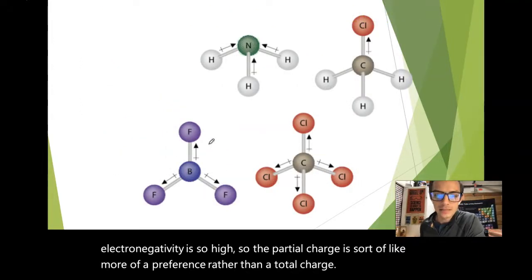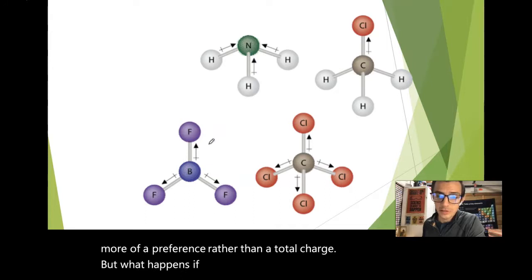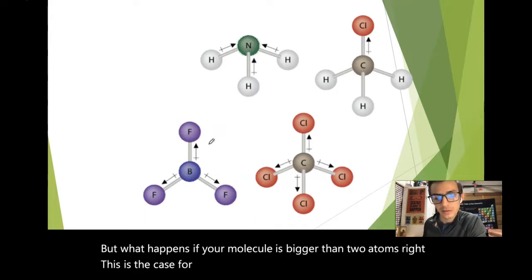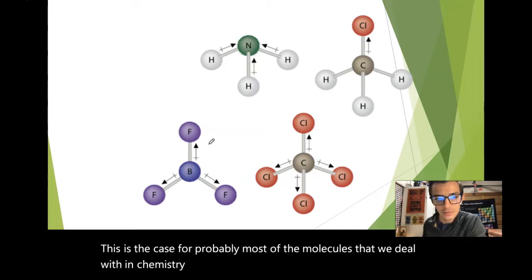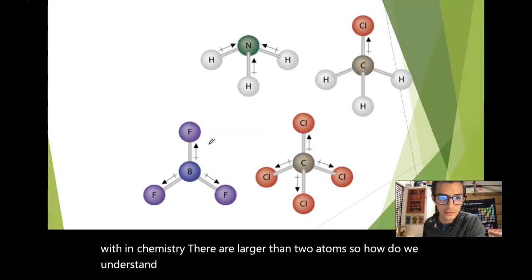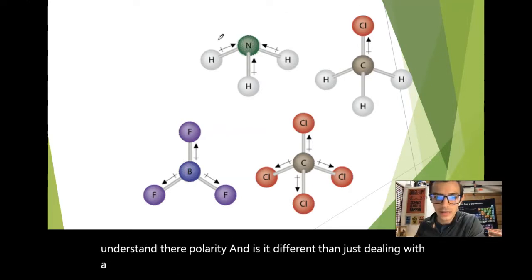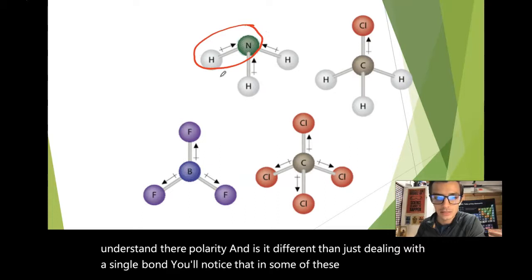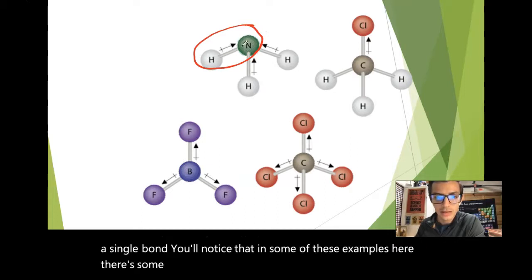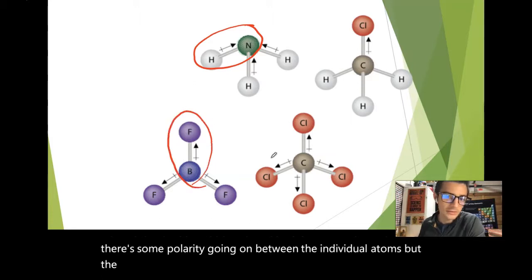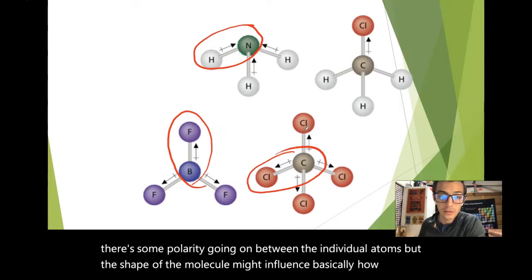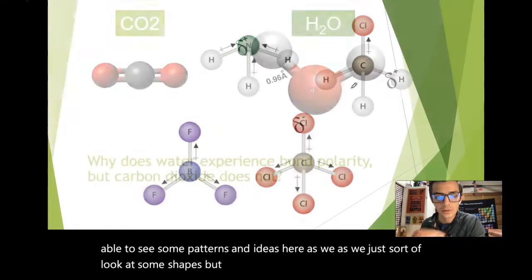But what happens if your molecule is bigger than 2 atoms? This is the case for probably most of the molecules that we deal with in chemistry. They're larger than 2 atoms. So how do we understand their polarity, and is it different than just dealing with a single bond? You'll notice that in some of these examples there's some polarity going on between the individual atoms, but the shape of the molecule might influence how that molecule actually experiences any polarity at all.